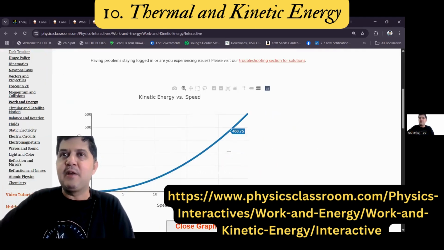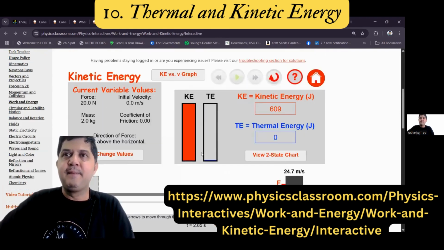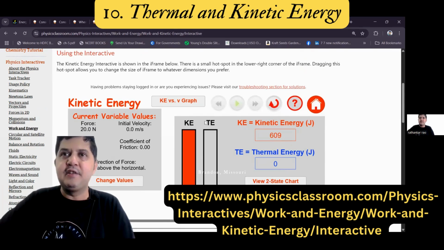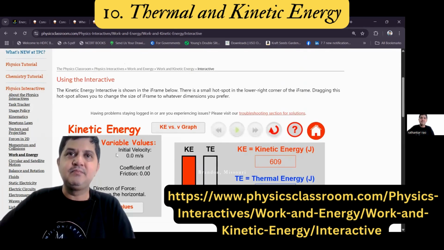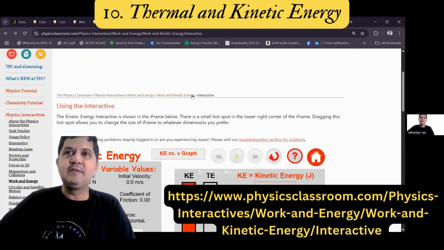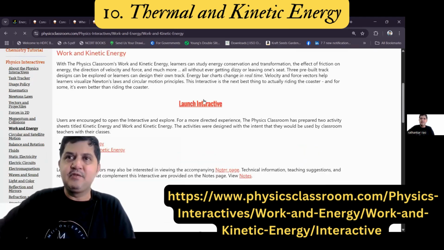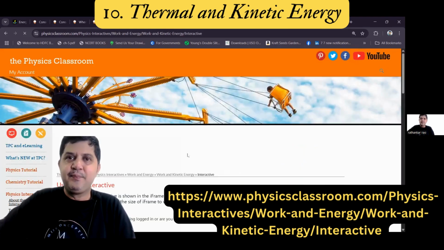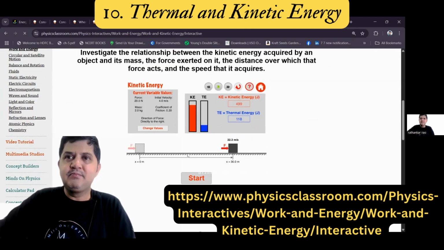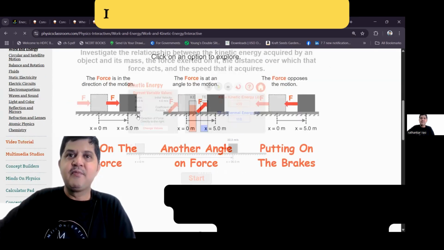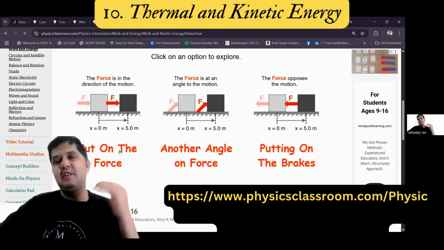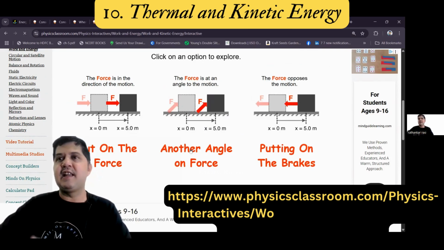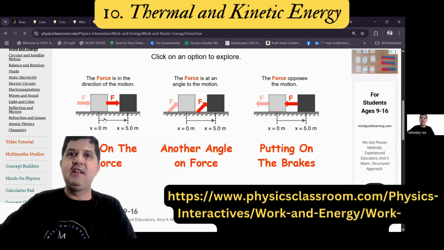Now let me close this graph and go back. I wanted to see the previous one. Where do I go back? I go back here, work on kinetic energy, launch interactive, and when I come down here, I go to start and put on the force. There are three ways of doing this experiment. The first is to put on the force in the forward direction. The second is at an inclined angle. The third is opposing it. Let me clear this here.